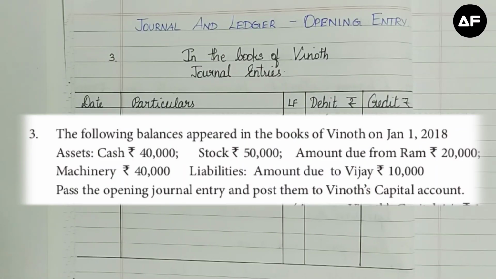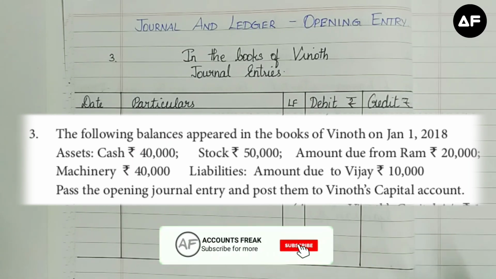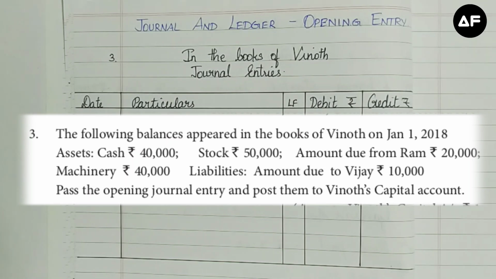We're going to look into the third sum in the Samacheer textbook of Standard 11, which is about journal and ledger of the opening entry. The opening entry is the entry which is given at the starting of the business. The sum goes as follows: the following balances appear in the books of Vinod on Jan 1st, 2018. The assets and the liabilities are given. We have to pass the opening journal entry and post them into Vinod's ledger account.